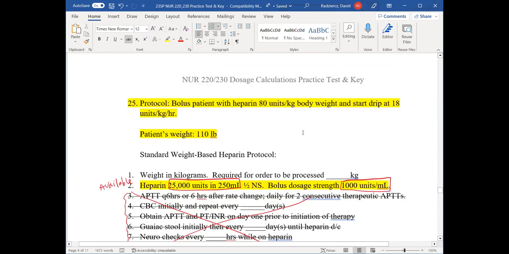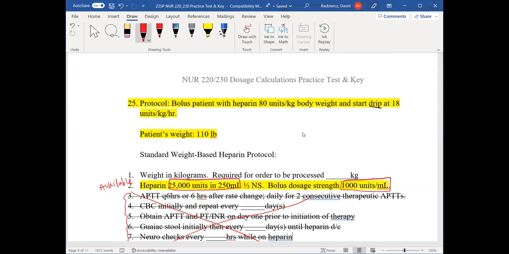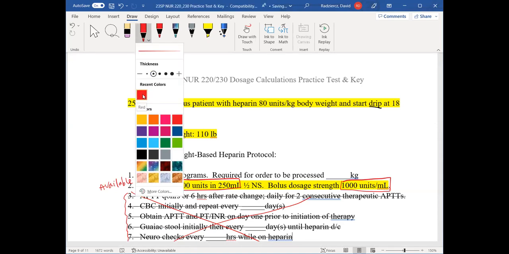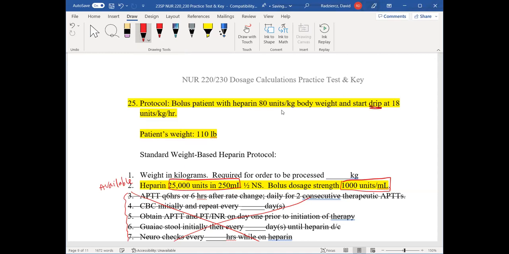So the first thing you see, the way this question is written, is it'll say the protocol is, or the order is, to bolus the patient with 80 units per kilogram body weight, and then to start a drip at 18 units per kilogram per hour. Now, this starting a drip is a bit of a misnomer, because you are probably used to seeing not drip, but just flow rate. And then you might be thinking, oh, drip, drop rate, but that's not what they're asking you for. And I'll explain why that is in just a moment.